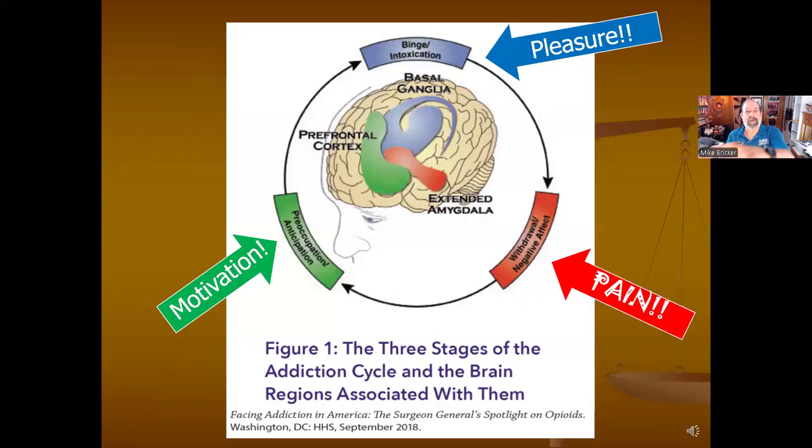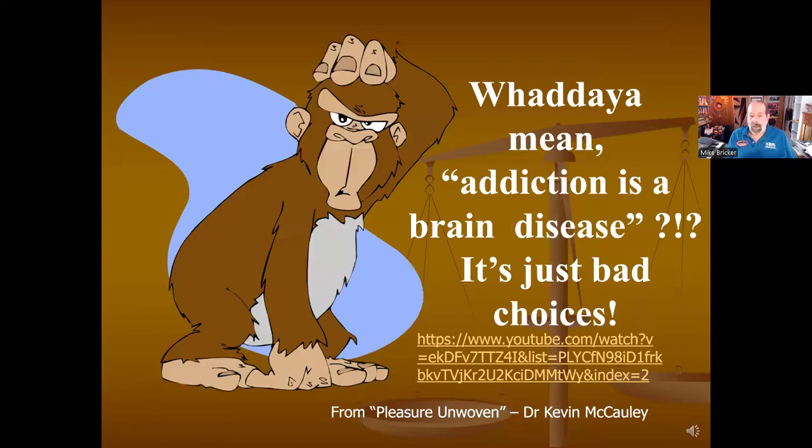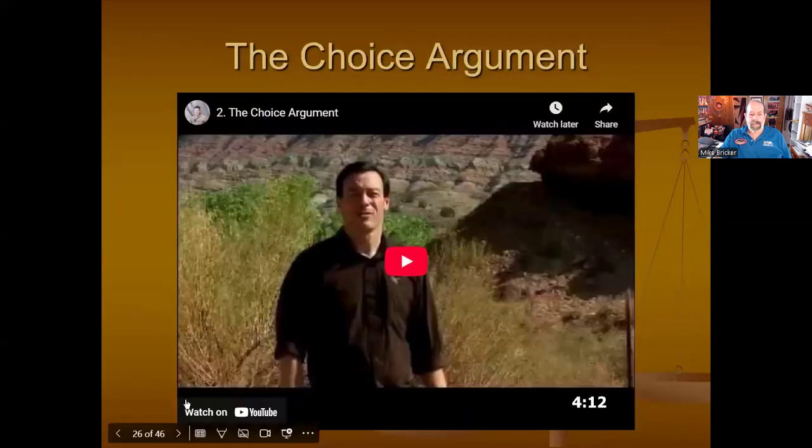This is the merry-go-round. And the worse my addiction got, the faster and faster and faster this spun until it threw me right off. So, okay, so what do you mean addiction is a brain disease, right? It's just bad choices. Well, let's see what he has to say about this.